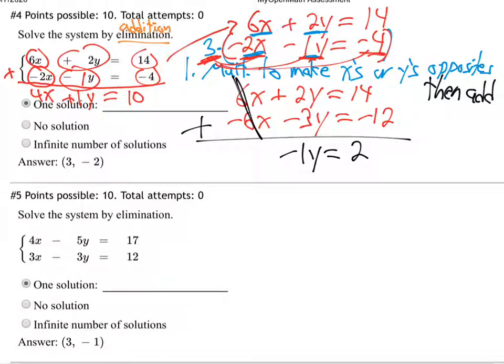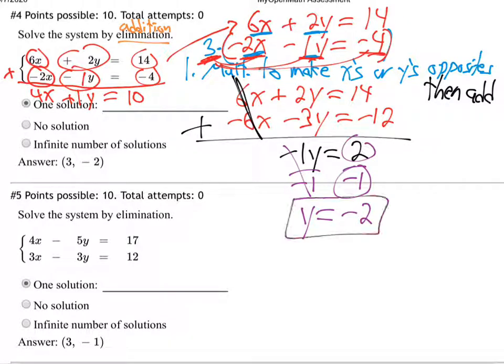Now I have only one letter, and I can solve for that letter. I can get y alone. Divide both sides by negative 1. Y is positive 2 over negative 1, negative 2. I got y.